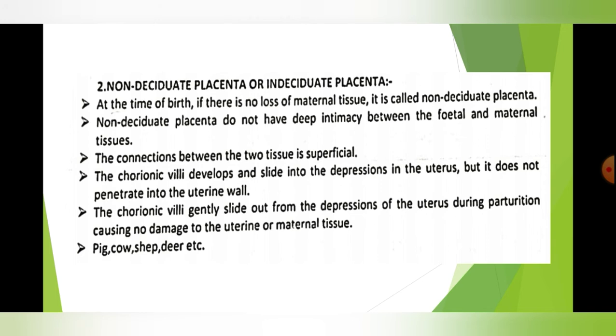If there was a deep connection, then during the parturition there must be loss of blood. The connection between the tissues is superficial. It is not tightly attached, it is just very lightly attached to each other. The chorionic villi develop and slide into the depression in the uterus, but do not penetrate into the uterine wall. Then chorionic villi gently slide out from the depression of the uterus during parturition, causing no damage to the uterine or maternal tissue. Example, you can see this in pigs, cows, sheep and deer.